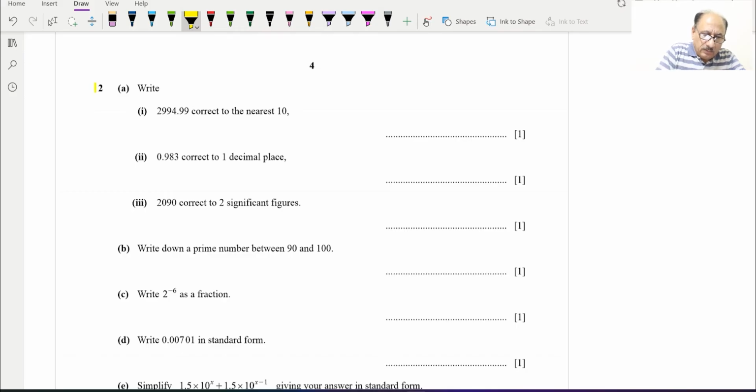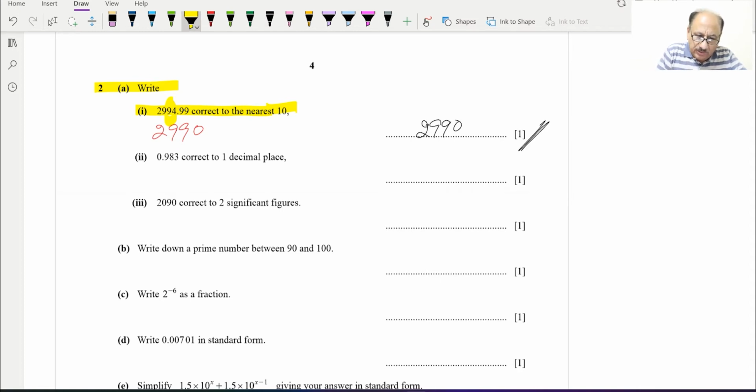Now we can move to question number 2, and question number 2 says write this correct to the nearest 10. Basically we have to write this correct to the nearest 10, so this 94 will be rounded, so it will be 2990, and this is for 1 mark.